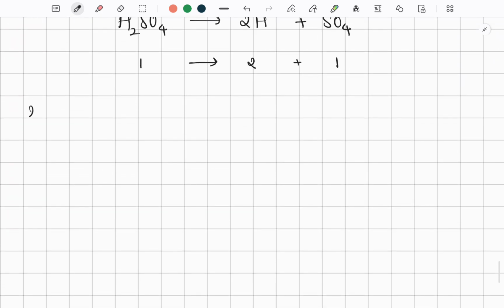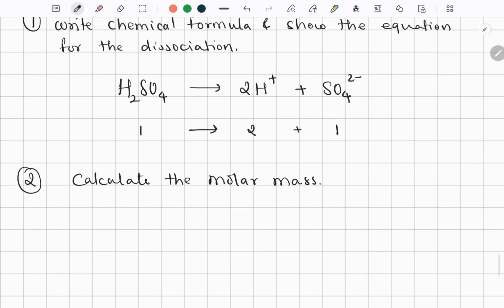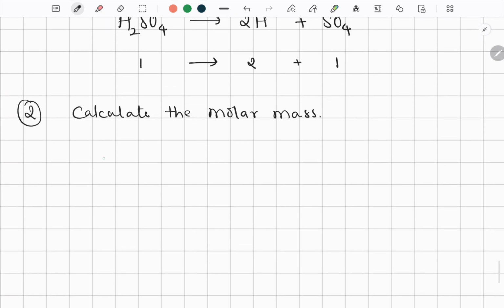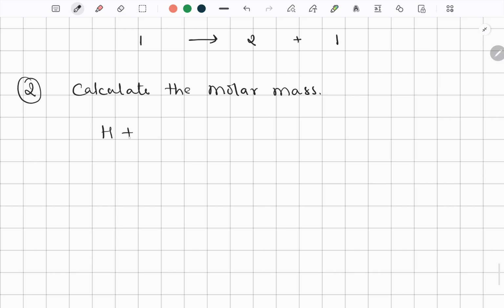Now let's move toward the second step. What is the second step going to be? The second step is to calculate the molar mass, also known as the gram molecular weight of the compound. How are we going to calculate the molar mass? Basically we have to know how we get the H2SO4. So sir, we need 2H, 1S and 4 oxygens. Am I right? Then we get the H2SO4.